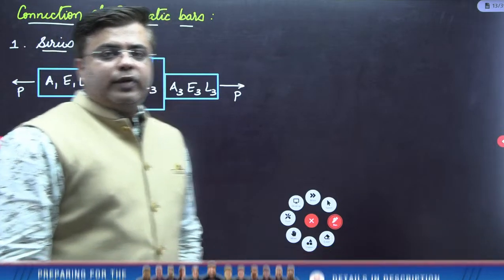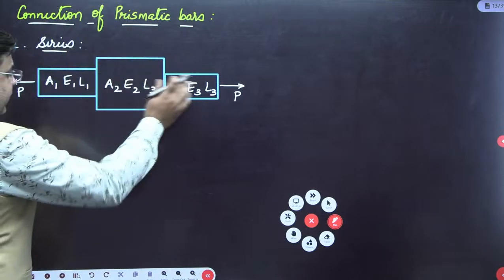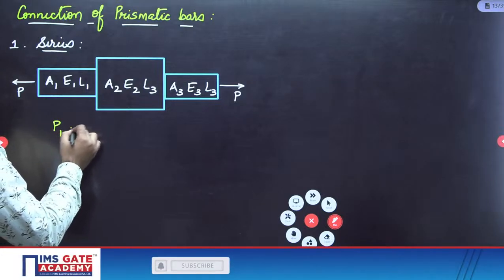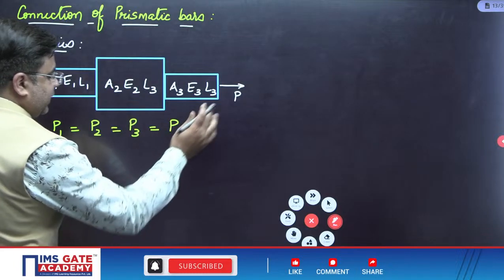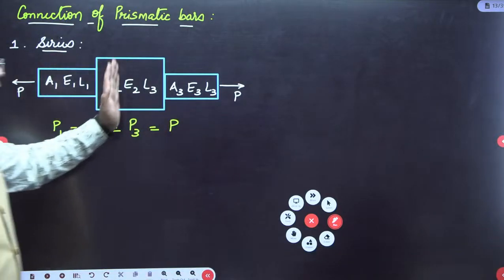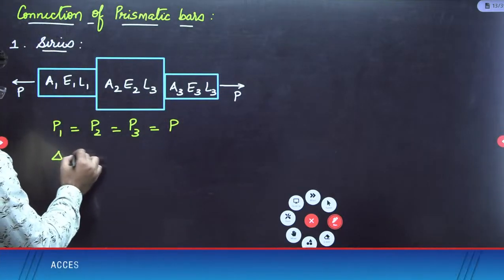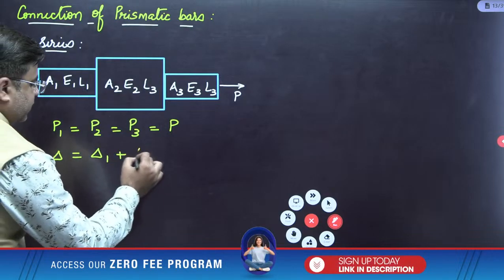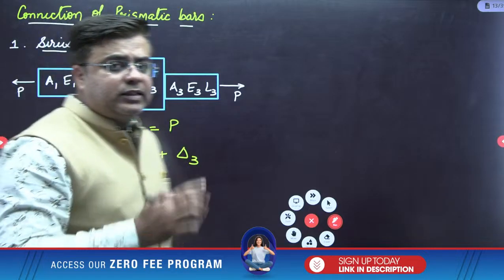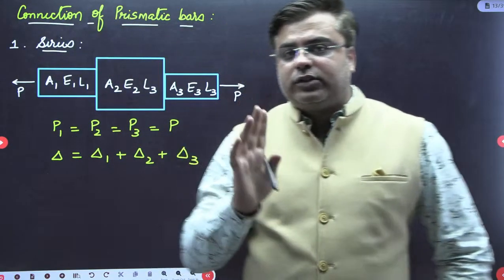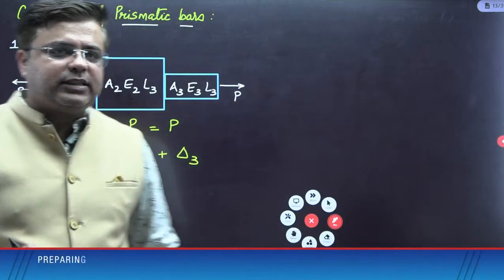So when these bars are connected in series, first of all, load in all the materials will be same. P1 is equal to P2 is equal to P3 is equal to P. So when these bars are connected in series, load in all the individual components will be same. But the total deformation delta is the sum of individual deformations, delta 1 plus delta 2 plus delta 3. So whenever the bars are connected in series, all the components will be subjected to same load, but they will be subjected to different deformations. Fantastic answer, Chinmaya. Very good.